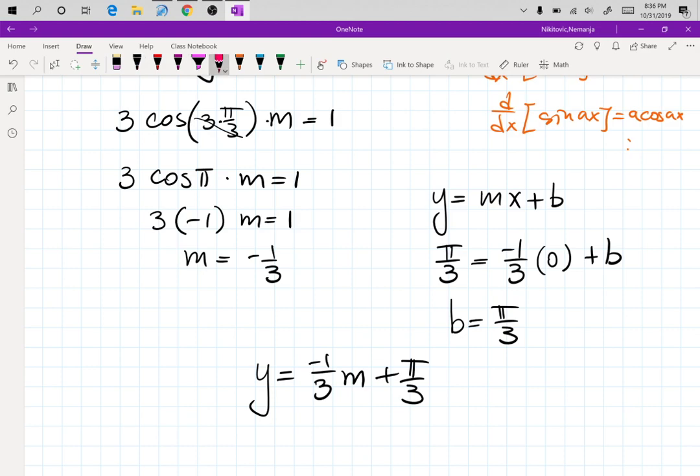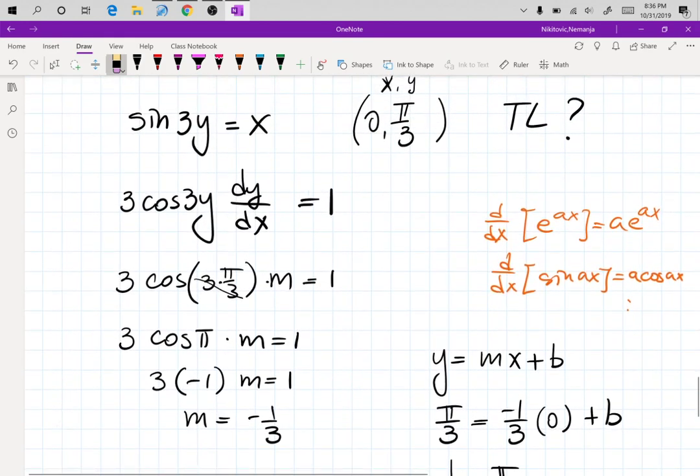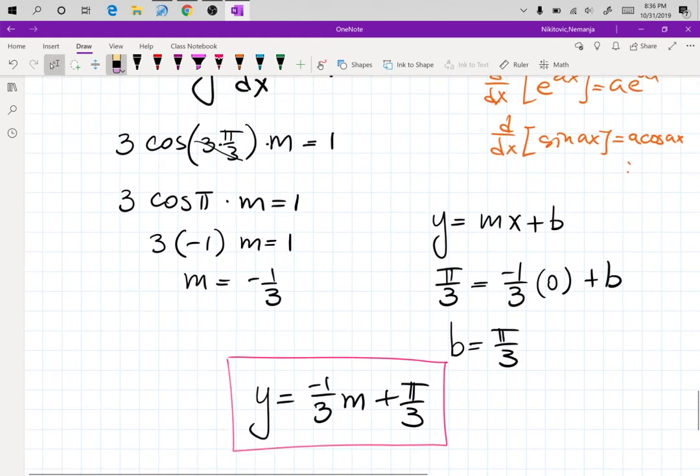This calculation was really not necessary because we already have 0 comma pi over 3, which guarantees that it's a y-intercept, right? Which is b. Anytime your point up there is a 0 comma number, that's b. 0 comma b. In all other cases, you have to compute.